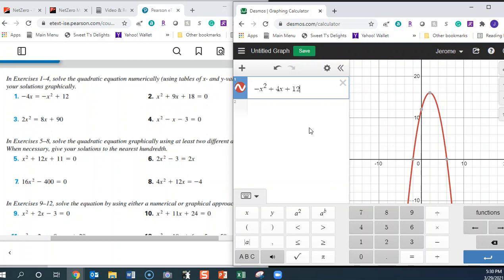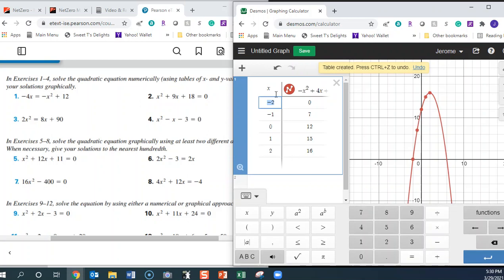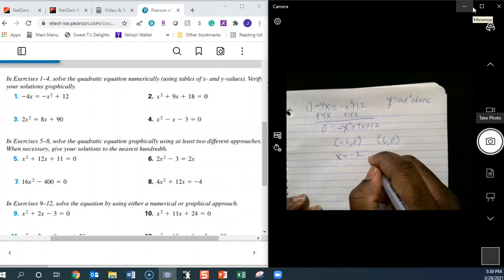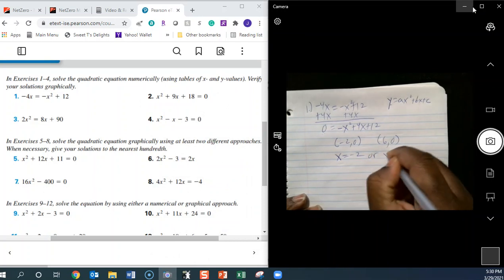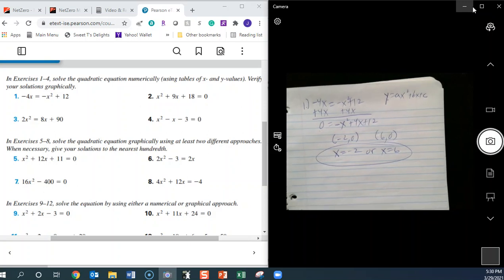So we could do a quick table. We could hit this wheel here, hit the table feature here, and you see we have -2, 0. But we want to see if this 6, 0 works. So we'll type in the 6, and if you notice here, the y becomes 0. So our final answer is x is equal to -2, or x is 6. That is our final answer for that problem.